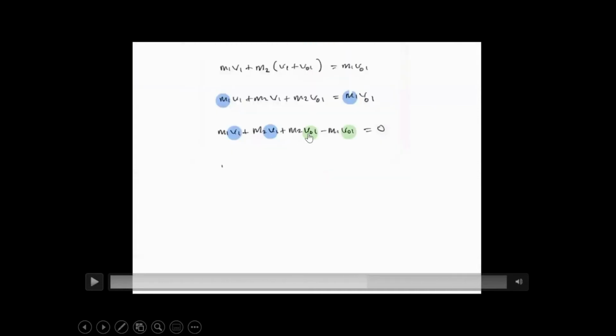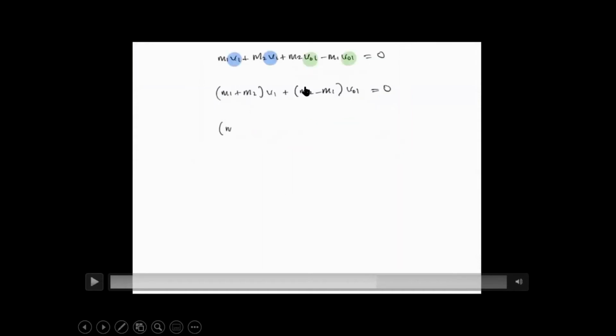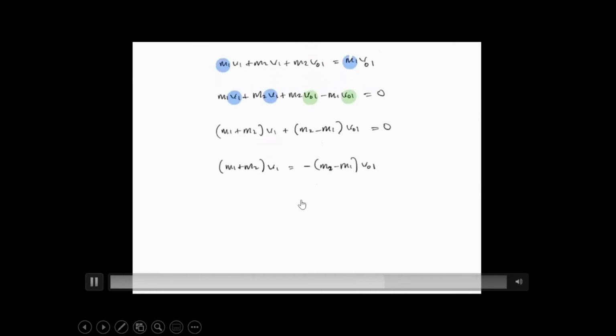This is the initial speed of the vehicle, and this is the final speed of the vehicle on the left. The green ones are the initial speed, the blue ones are the final speeds of the vehicle. So factor out the like terms. We're almost done. Move that term to the right across the equation, so it's going to take a negative in front of it. And then isolate V1.